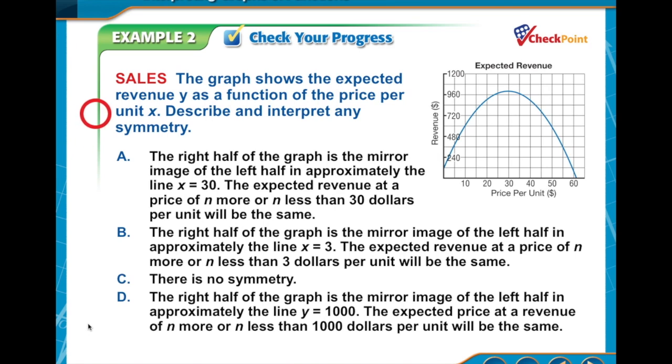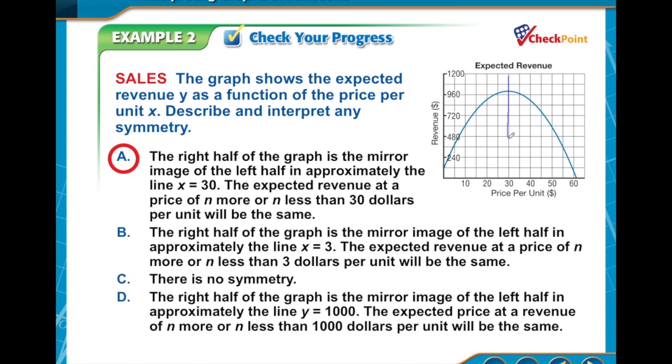So let's look at what our solution is here. And you see that it is about the line x equals 30. It's very close to being perfectly symmetrical. And we know at that line, the revenue at a price of n more or n less than $30 per unit would be the same.